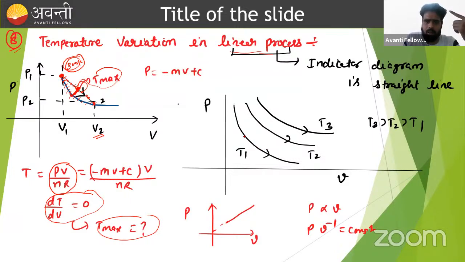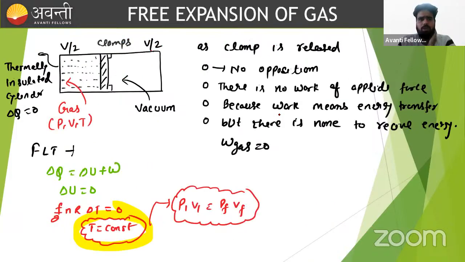Here say T1, T2, T3, and we know that if you increase the temperature, the line goes in this direction. So where will the maximum temperature occur? We can say, sir, here this is the point, here this is the point, here this is the point. We can solve this type of question also, beta.